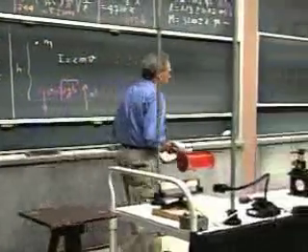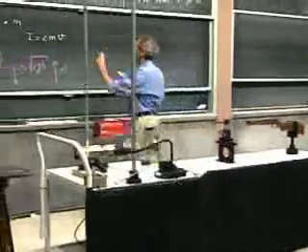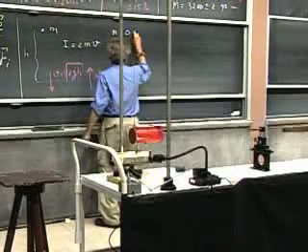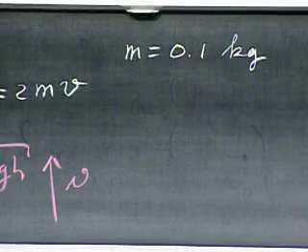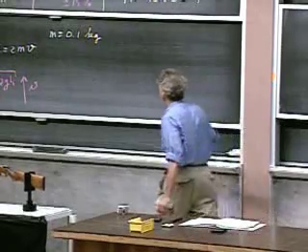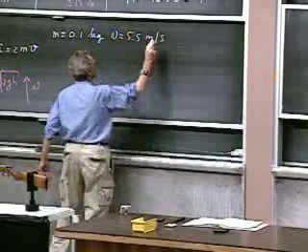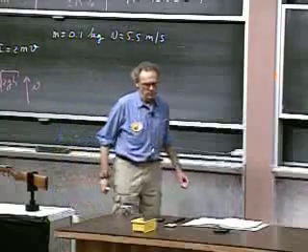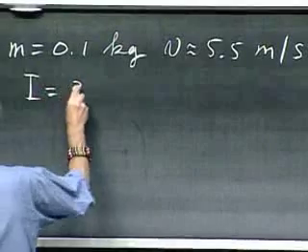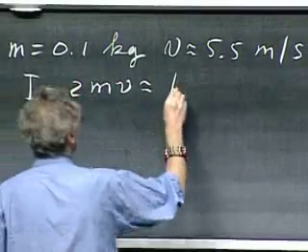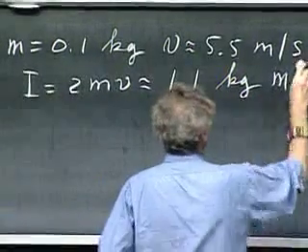We have here two balls that look alike. They have a mass of 0.1 kilogram, so m equals 0.1 kilogram. And I will drop them from a height of about 1.5 meters. And that gives them a speed when they hit the floor of about 5.5 meters per second. And so the momentum change is 2mv. So the impulse equals 2mv, which is about 1.1 kilogram meters per second.